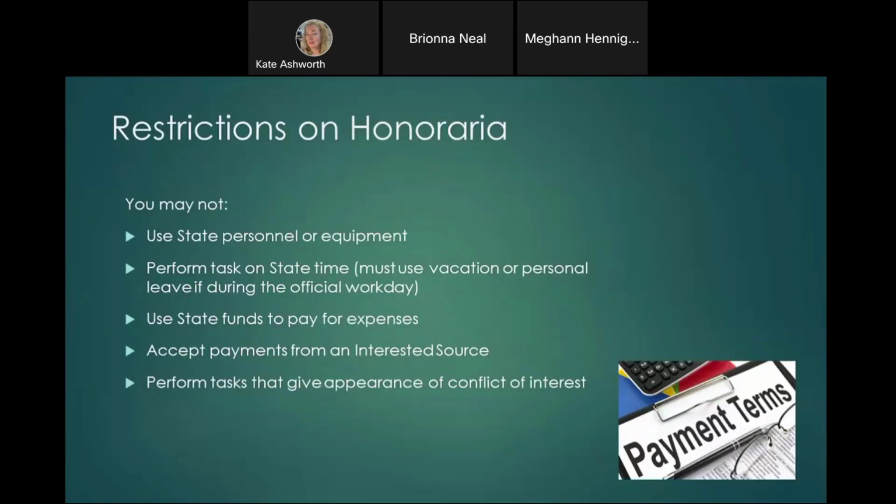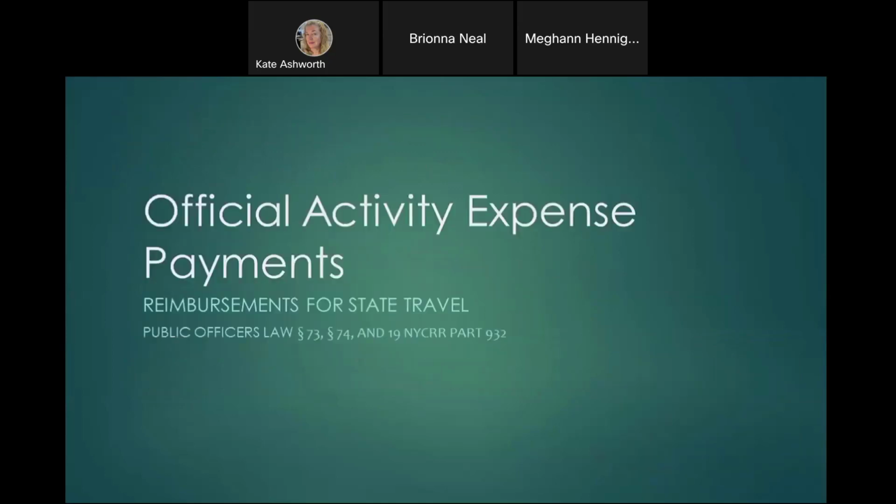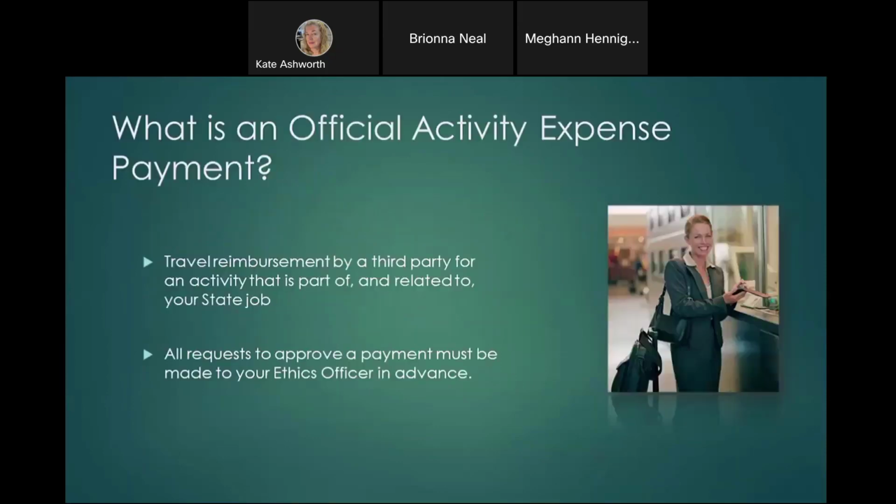All right. And we're almost done with my section. The final topic I'm going to address today is official activity expense payments. That's a mouthful, but that's what we all usually refer to as travel reimbursement. And what is an official activity expense payment? It's travel reimbursement by a third party when your state officer or employee is traveling as a part of their state job. So remind them, we get a lot of questions, well, I can't travel for work, but the state's paying. Well, it's not when the agency is paying, it's when a third party is paying. And again, these requests should be coming to ethics officers in advance.